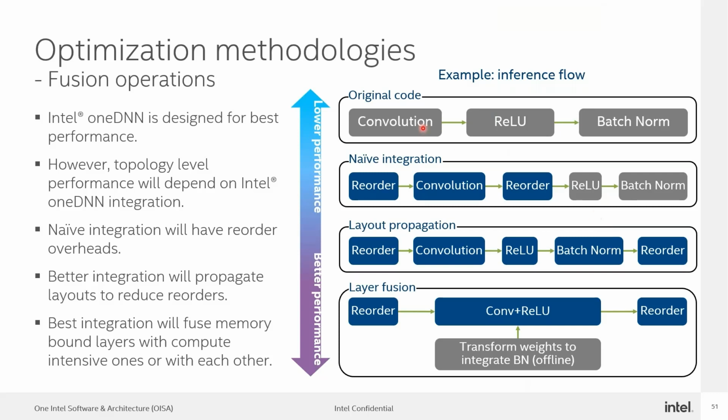And the third method is called the fusion one. Originally we have the convolution, ReLU, batch norm, which are the native operators of TensorFlow or PyTorch. But since we optimize convolution in OneDNN to increase the performance, we can simply replace this original convolution with the one we optimized in OneDNN. So this convolution is generally much faster than this gray convolution.